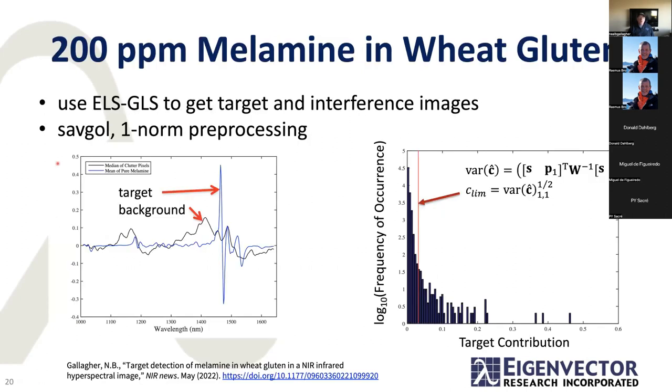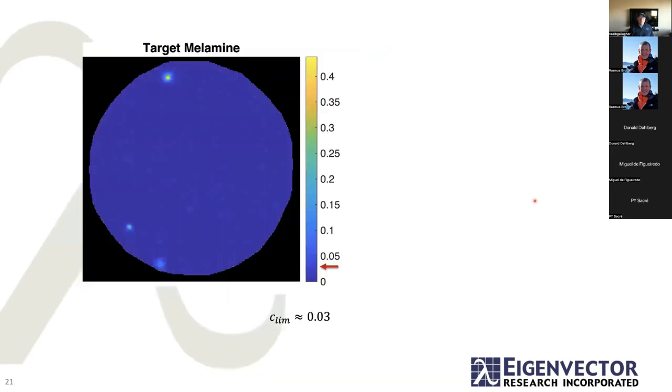So now in my 200 ppm example, I can use this ELS-GLS target detection to account for the interferences. And I'm going to get a little more clever. This time I'm going to add some pre-processing, for example, Savitzky-Golay, and I'm going to do a one norm. And so now my target looks like it's got a lot more selectivity compared to what this background spectrum is. When I do my detections, I can calculate my limit based on this estimation error. And that's just a guide. I don't think the distribution is expected to be normally distributed, but we can use this as a guide. And I can make my image here for my target detection.